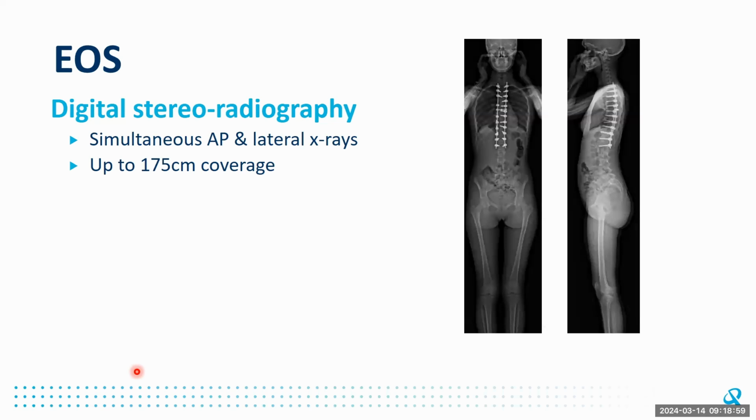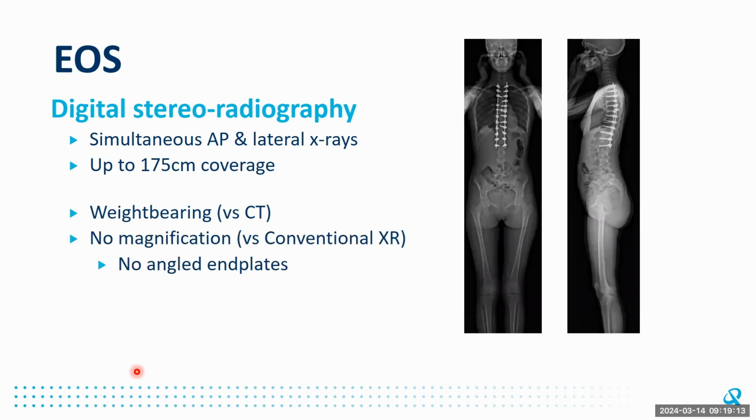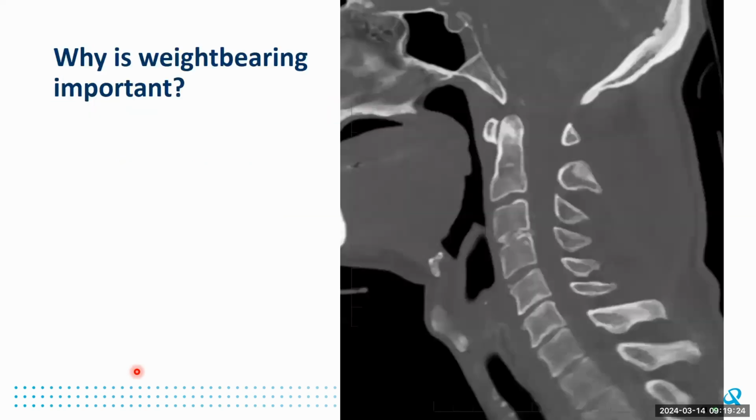So we've got a large field of view, simultaneous AP and lateral radiographs. The other advantages are that it's a weight-bearing examination versus CT and MRI, which are almost always performed in the supine position. And then, as we'll talk about in a second, it has some magnification or a lack of magnification advantage over conventional plain radiographs. Weight bearing is super important.